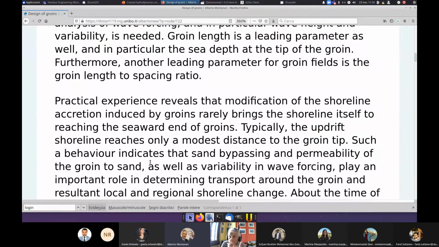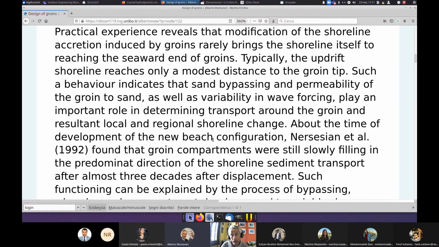This is quite intuitive. If you think about a displacement of sand that is located very close to the top of the groin with waves that are approaching the groin, then it is quite understandable. You may understand that some of the sand bypasses the structure. So this is why the shoreline doesn't reach the top, the head of the groin. And this effect of bypassing plays a relevant role.